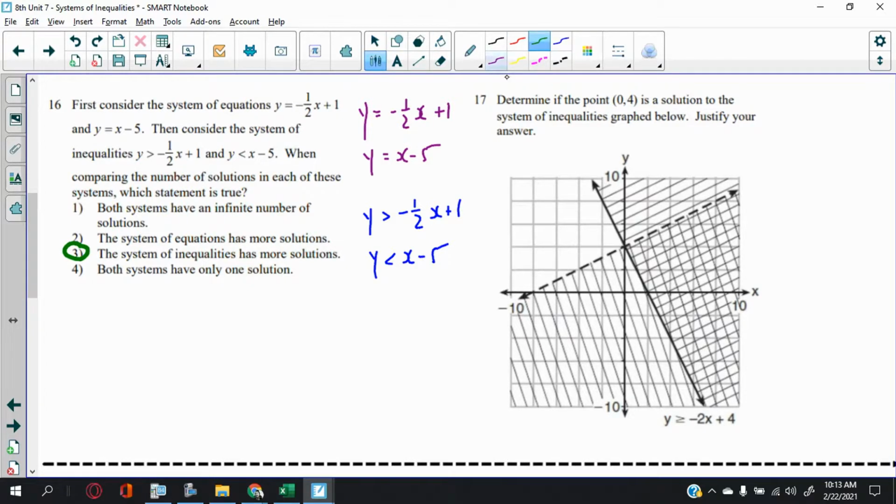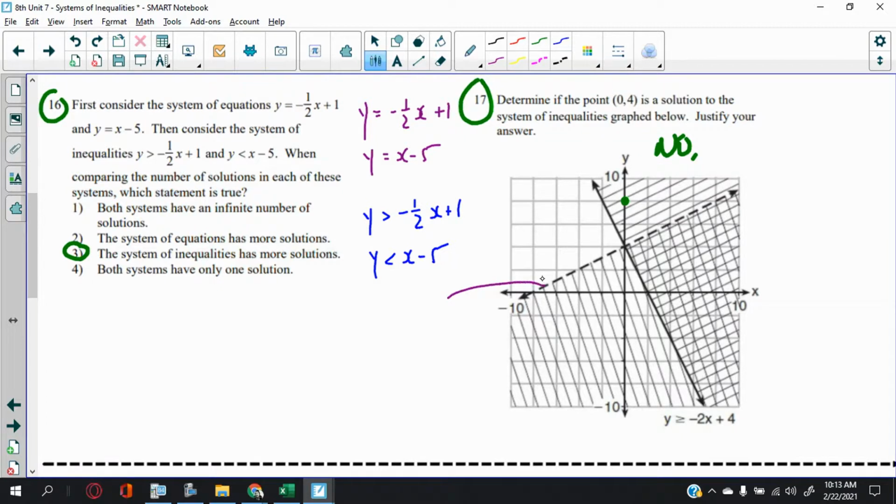And then we'll call it a day. All right, 17. All right. Determine if the point 0, 4 is a solution. I mean, it's right here. 0, 4, right? 0, 1, 2, 3, 4. No, it's not a solution, but how do you justify your answer, right? Like, how do you tell them? It's kind of tricky.